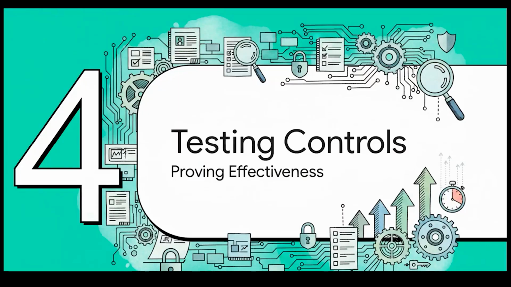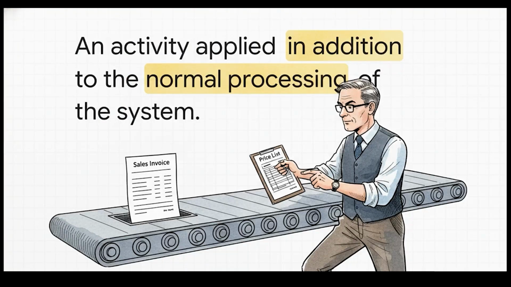All right, on to Section 4, testing the controls. So, if the system looks well designed on paper, we jump into testing. And here's where understanding the precise definition of a control is absolutely vital. Our source text lays it out clearly.